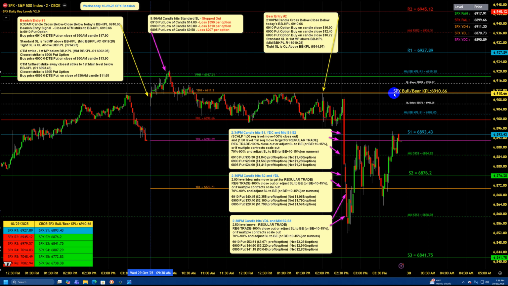So again, a 1 level move for a scalp on a bearish play from the bull bear key price level, you're looking down, since that is a bearish play, in S1. So S1 is your exit.